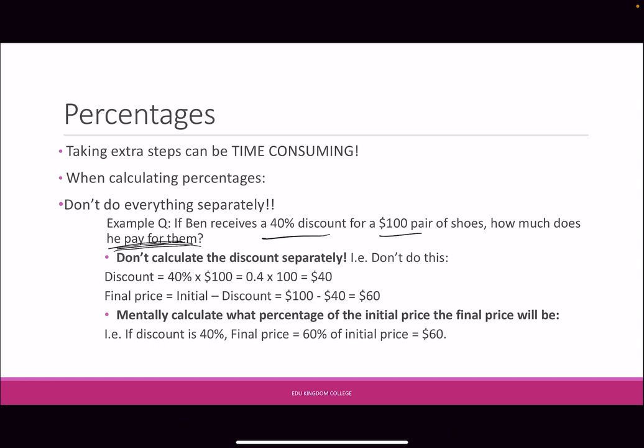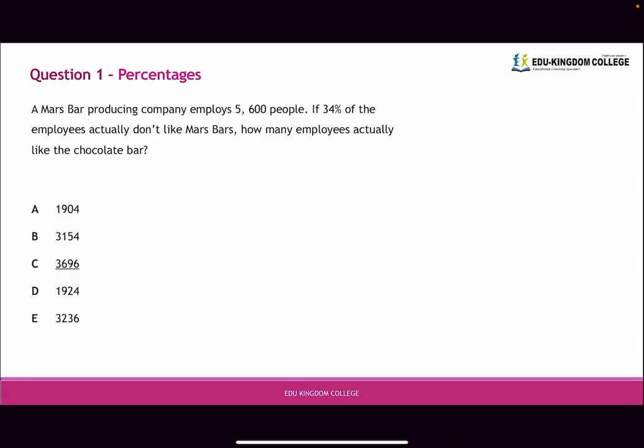So a lot of people are going to go straight to calculating the discount. We don't want to do that. It's a lot of extra steps, and it's time consuming. So what you want to do is, we know the discount is 40%. We know that 100% minus 40% is 60%, and so it's going to be 60% of the initial price, which is $100. So 100 times 60% equals $60. Done.